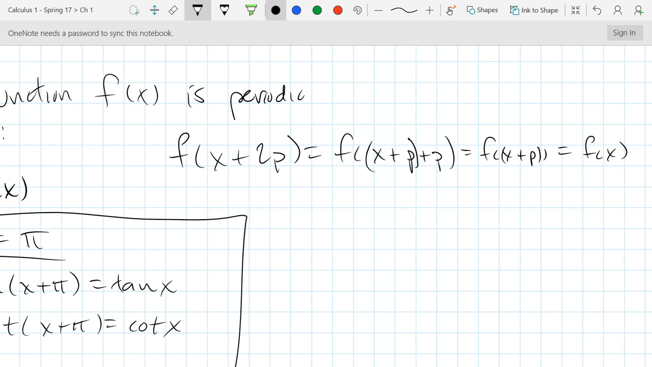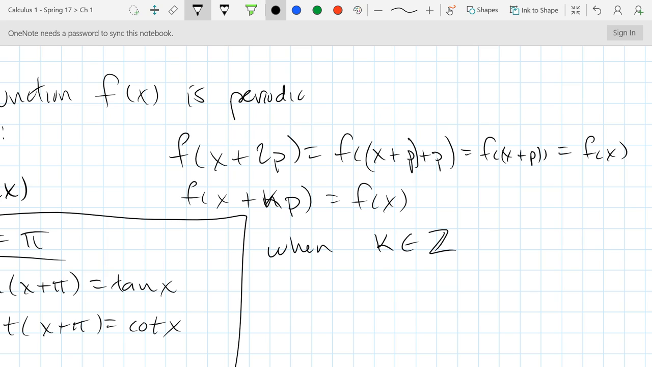So you can add two periods in there. If I do the same thing three times in a row, I get three periods, four periods, five periods. I think we used the letter k before. So this will work for any integer k. And did I write down the integers? I think the first day of class I wrote down integers before. It's all the positive and negative whole numbers. I'll write it down one more time.